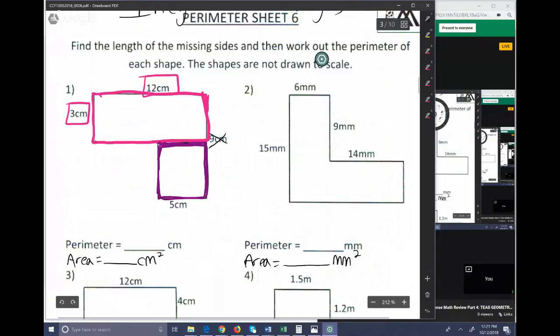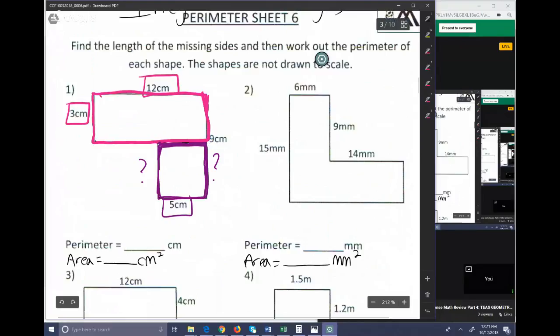The purple rectangle, we've got 5 right here. That is an actual length. What we don't know is this measurement, the length or the width, whatever you want to call that. We don't know what that is. There is always enough information present for you to find out what it is.